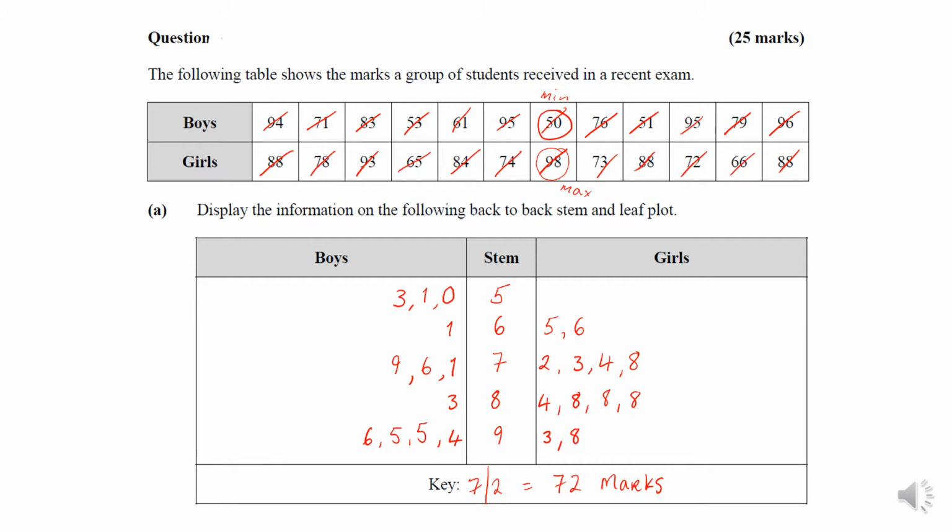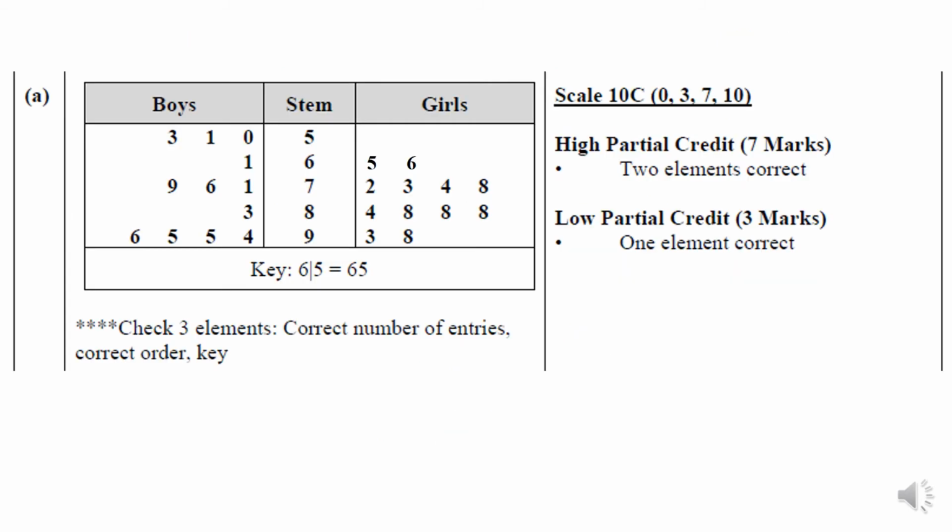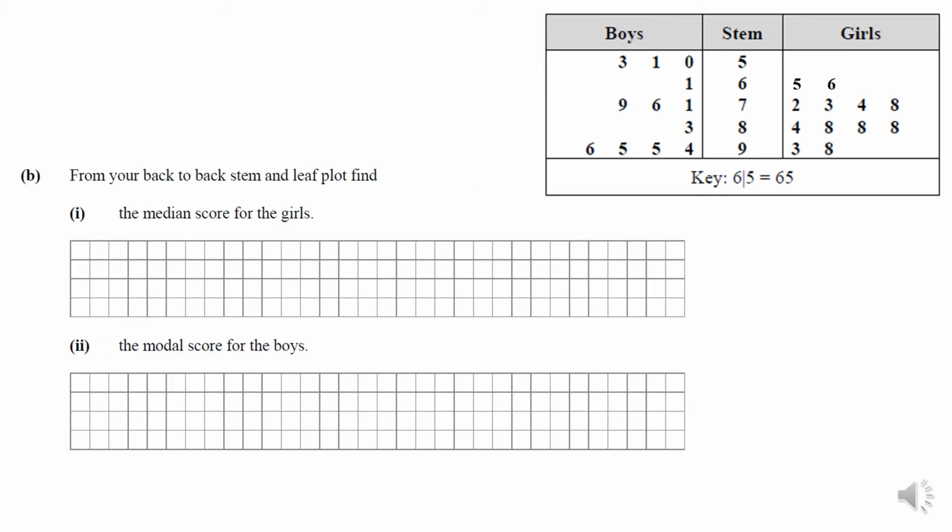Okay, let's look at the marking scheme for that. So you see here that 10 marks are awarded for the stem and leaf plot, and it says to check 3 elements. Okay, so 3 things. Were the correct number of entries put in? Are they put in the correct order? And was a key included? Okay, so if you got 2 out of 3 of those things, you get 7 marks. And if you only got 1 of those 3 things, you get 3 marks. So opportunities to gain partial marks even if you don't complete it fully.